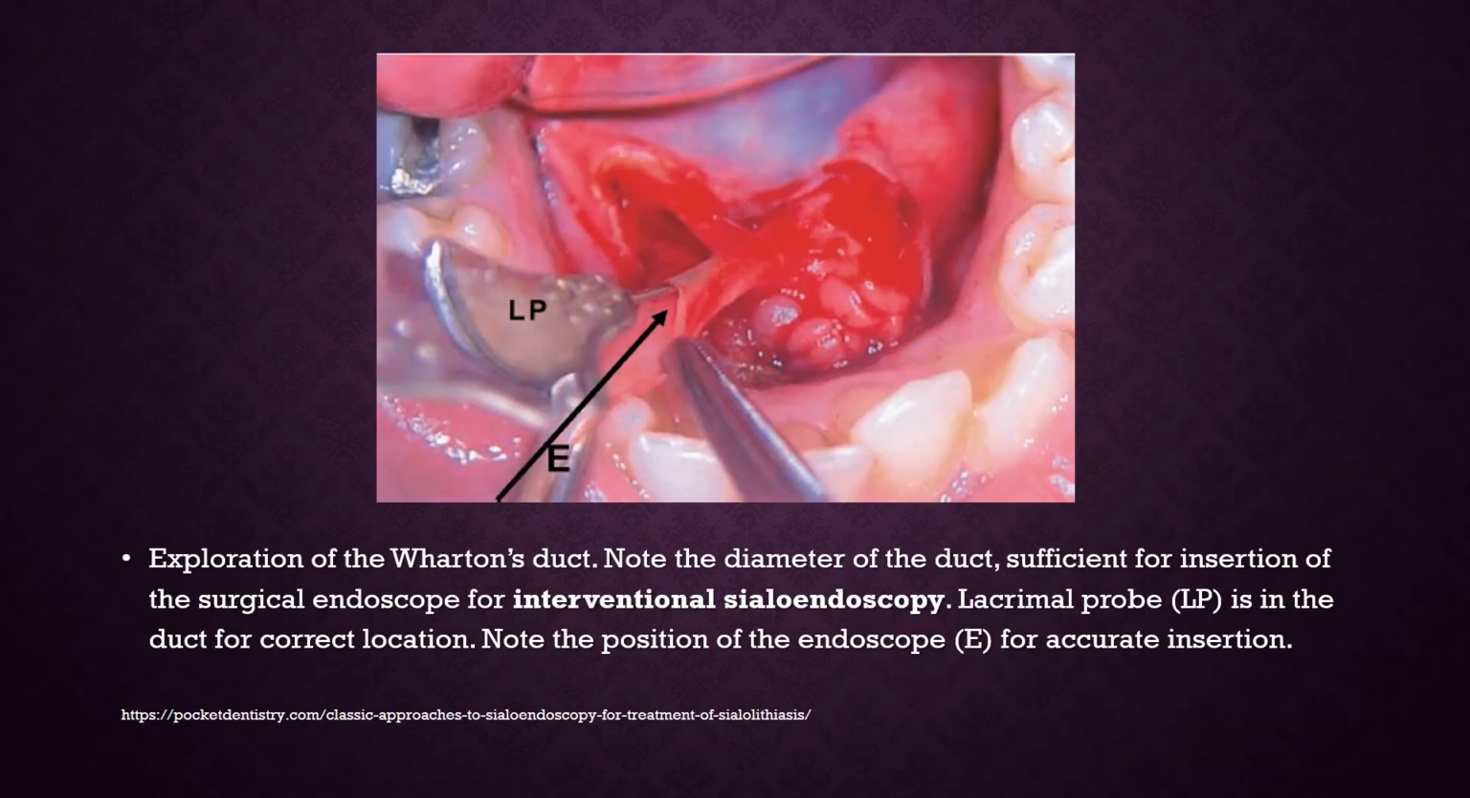This is an example of exploration of the Wharton's duct. You can note the diameter of the duct, and it is sufficient for insertion of a surgical endoscope for interventional sialoendoscopy. A lacrimal probe has been used in this duct for correct location purposes, and it is important for you to note the location of the endoscope for accurate insertion as well.